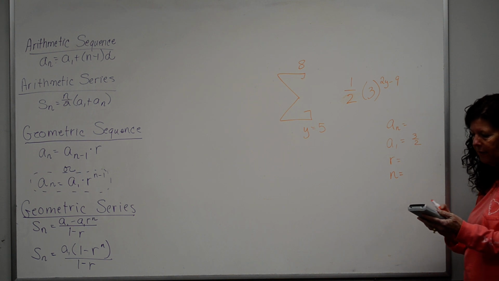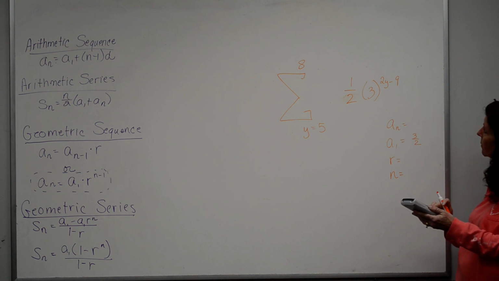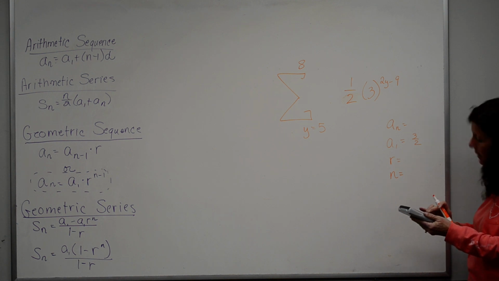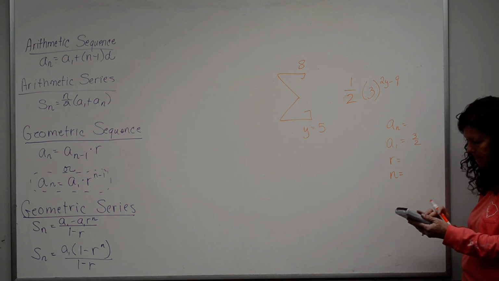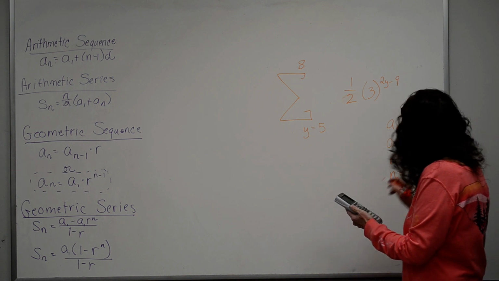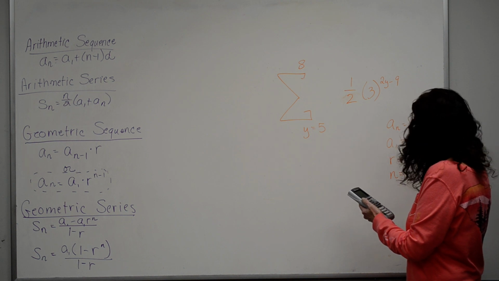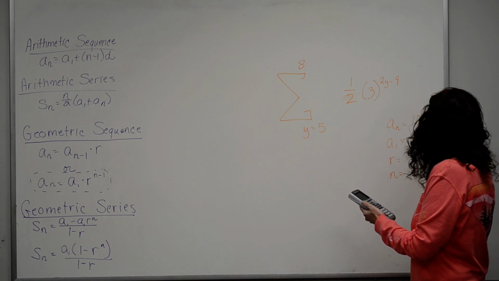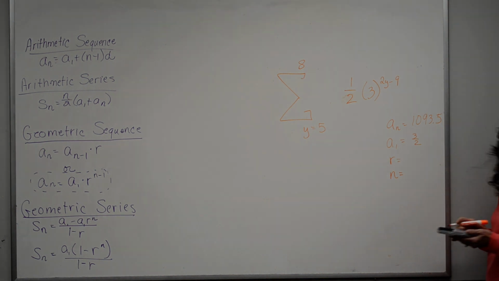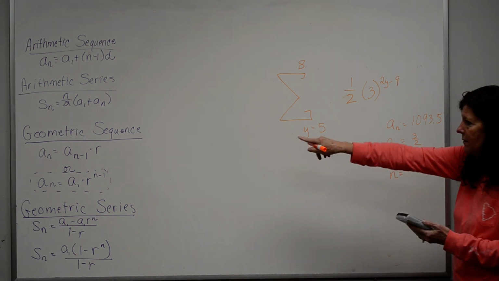Alright, a sub n, if I plug the 8 in, I've got 16 minus 9, which is 7. So I have 0.5 times 3 raised to the 7th power. And that's going to give me, there's a decimal value here. That's going to give me that. Okay? I can use this to find my r.